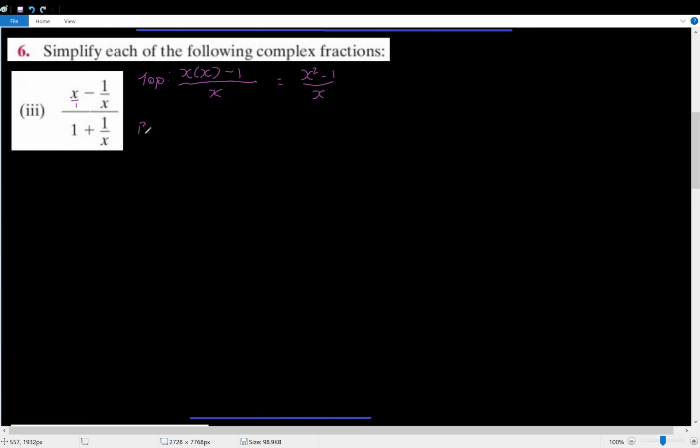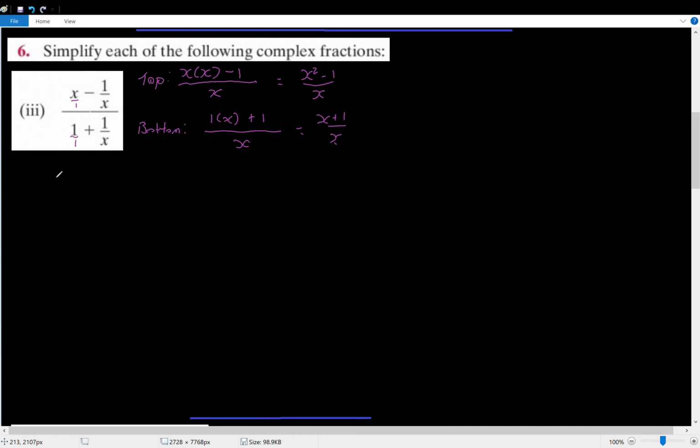Now let's take a look at the bottom. So this again is 1 over 1. The lowest common multiple between 1 and x is going to be x. Again, same as before. So x divided by 1 is x, so we're going to have 1 times x. And x divided by x is 1, so it's going to have 1 times 1, which is 1. So we're just going to get x plus 1 all over x.